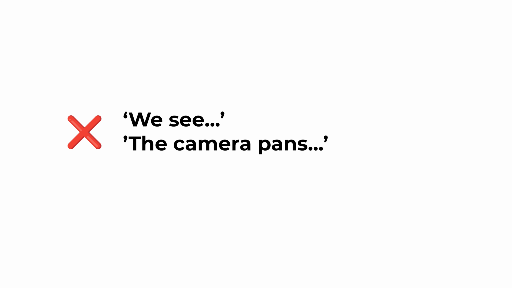And don't direct the camera. Skip phrases like we see or the camera pans, unless of course your scene has an actual camera person as part of the story. Perhaps. Just describe what happens and let the director decide how to show it later. Action lines are about clarity and rhythm. So the cleaner and more visual they are, the better your script will read.